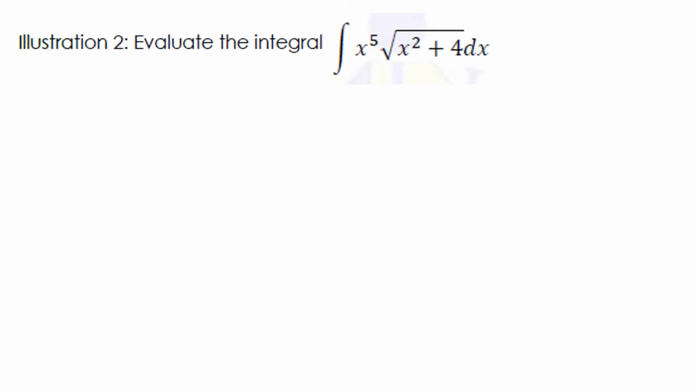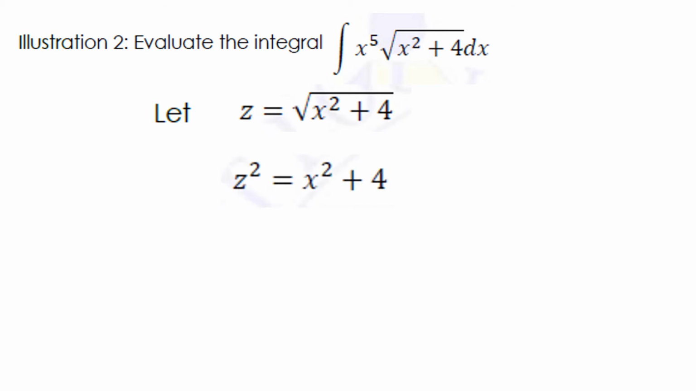Let us evaluate the integral of x raised to 5 times the square root of the quantity x squared plus 4 dx. First, we let z be the entire radical, which is the square root of the quantity x squared plus 4. And if we square both sides, z squared will be equivalent to x squared plus 4.